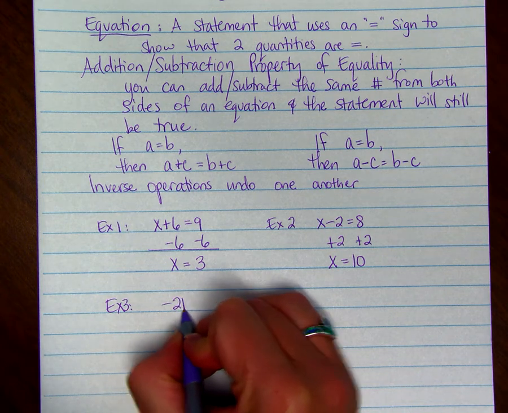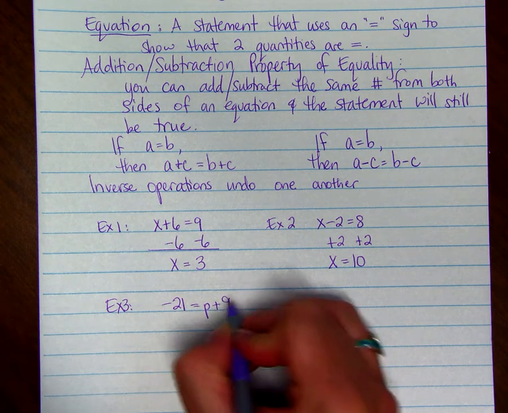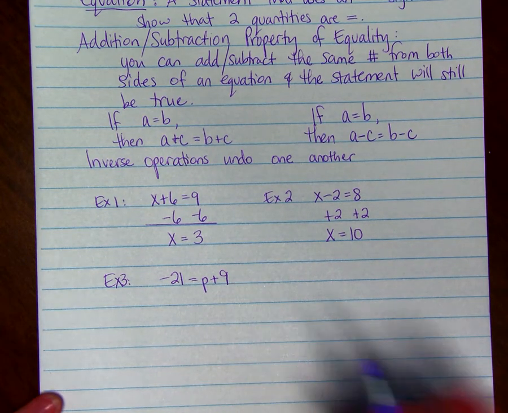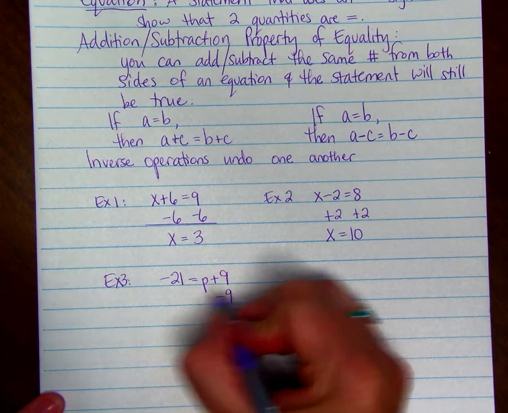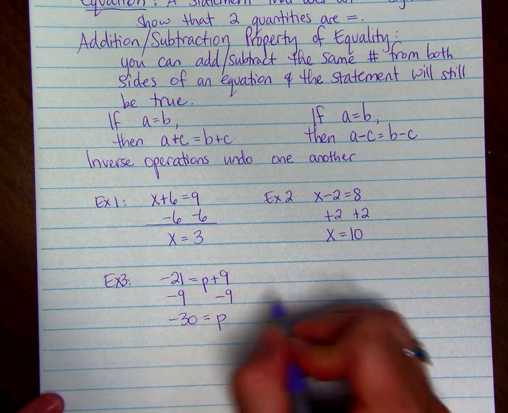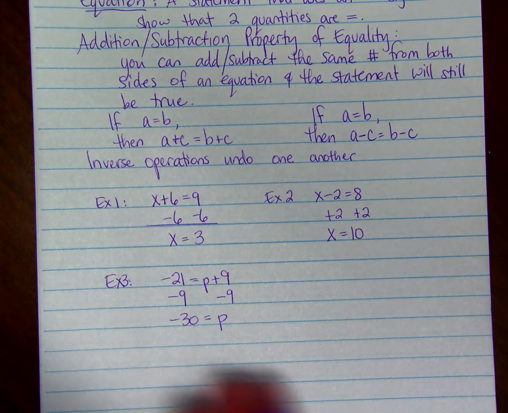Example 3 is negative 21 equals p plus 9. Again, we find the variable. This time it's on the right side. We're adding 9. We need to do the inverse of adding 9, which is subtracting 9 from both sides. So negative 21 minus 9 is negative 30 equals our unknown p.